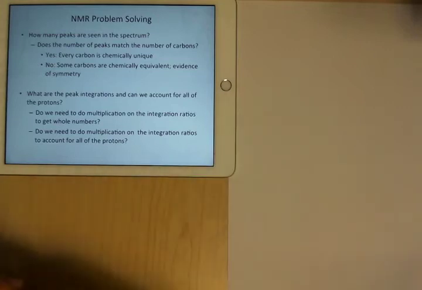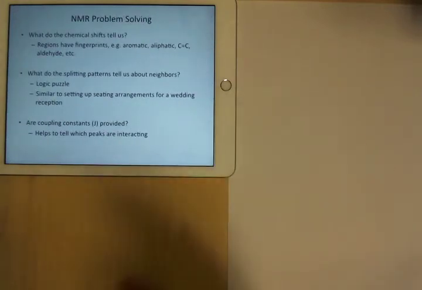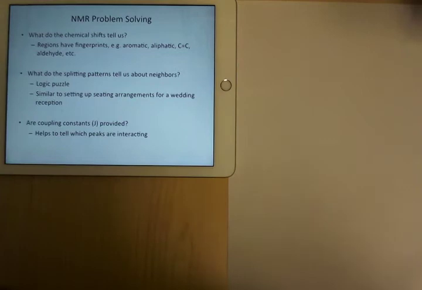What do the peak integrations, do they account for all of the protons? If not, then maybe we have to multiply them all by 2 or 3. Certainly if there's 1.5, you're going to have to multiply everything by 2. Take a quick look at the chemical shifts. What are those telling you? Do you have those fingerprint regions? Do you have hydrogens in the aromatic region? Do you have them in the C double bond O region? Do you have them in the aldehyde region? Take a look at the splitting patterns. If coupling constants are provided, what's next to what.